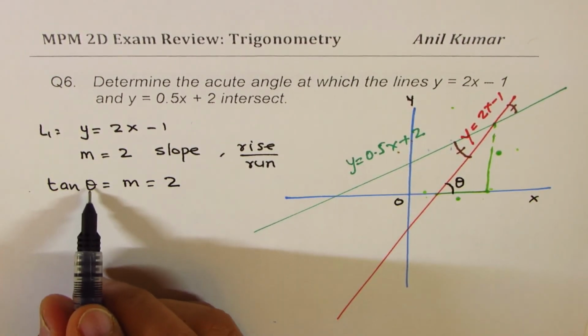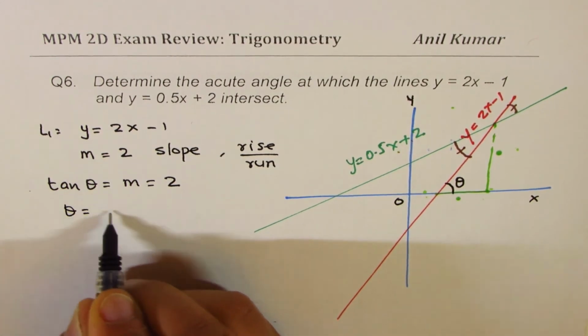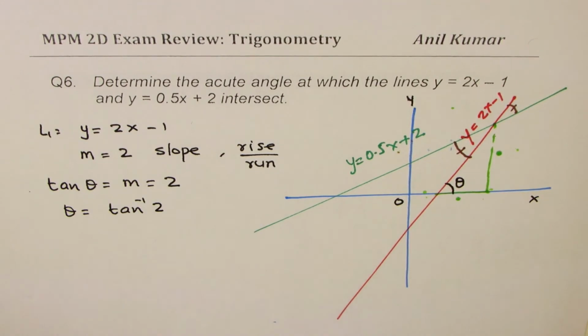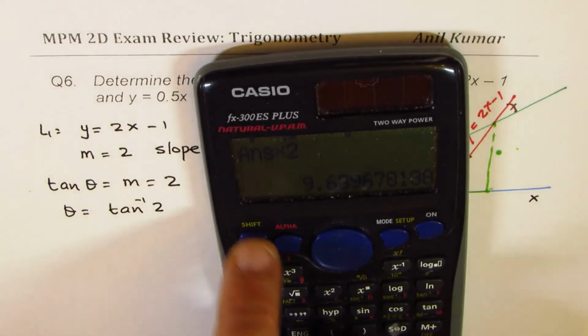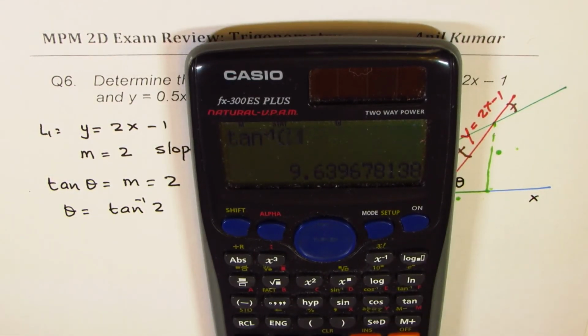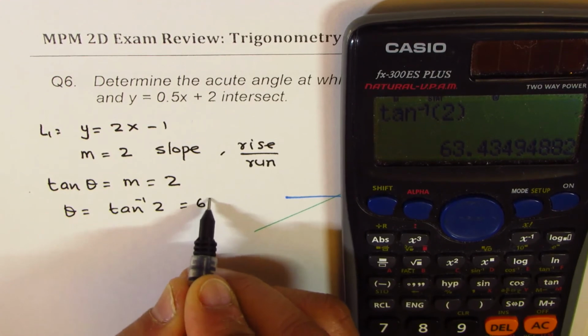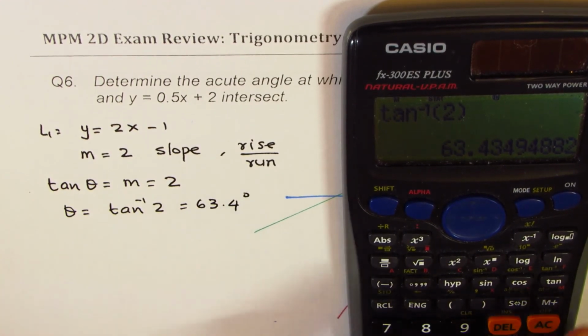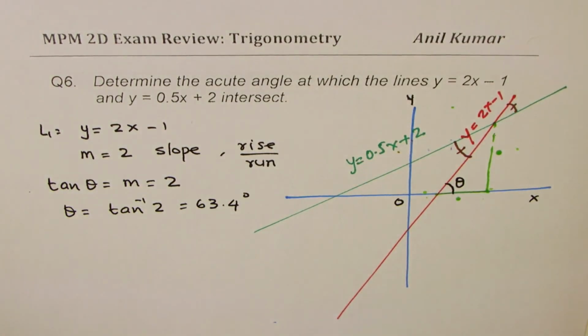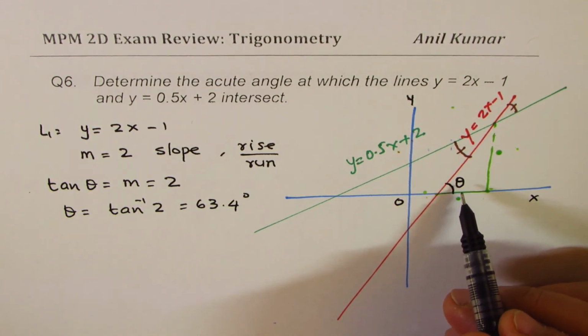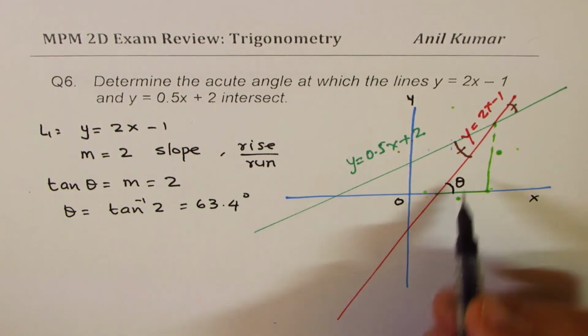So from here we can find what theta is. So theta is tan inverse of 2. So let's calculate this. So shift tan inverse of 2, we get 63.4 degrees. Is that correct? So the relation of slope and trigonometry is with tan ratio.